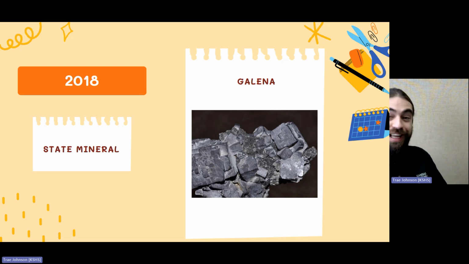Well, that fourth grader Casey didn't just stop at getting us a state rock. Casey also helped get Kansas a state mineral, galena. Galena, a lead ore, has not just been mined in Kansas, but it was used throughout all of history, including ancient Egypt.